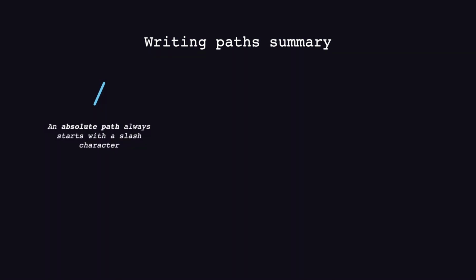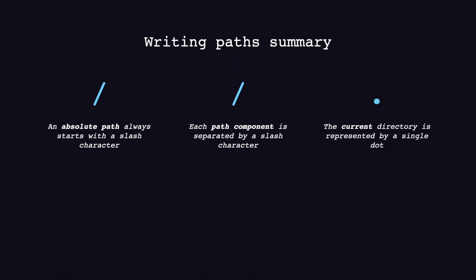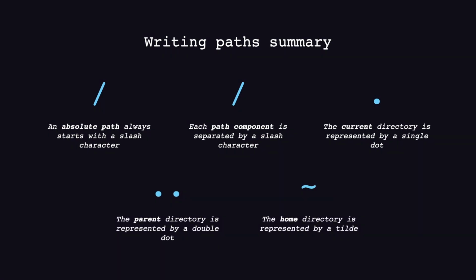To sum it up, an absolute path always starts with a slash symbolizing the root directory. Each component of the path must be separated by exactly one slash character, a single dot represents the current working directory, a double dot represents the parent directory, and a tilde represents the home directory.